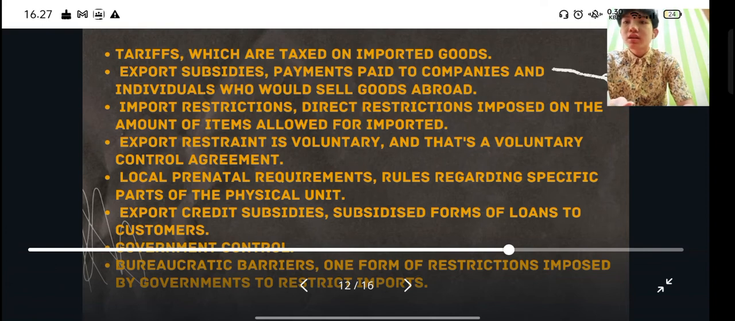Local content requirement, rules regarding specific parts of the physical unit. Export credit subsidies, a form of loan to customers. Government control, bureaucratic barriers, one form of restriction imposed by government to restrict imports.